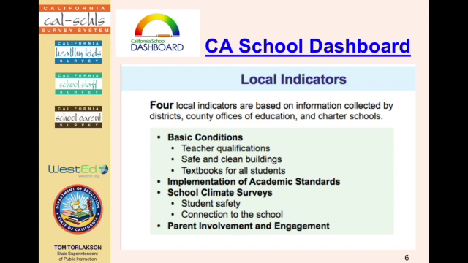The cool thing about the California Healthy Kids surveys and the whole California Schools survey system is that results from the surveys get sent to the California Department of Education, which goes on our school dashboard. And so there are 4 local indicators, and those are the basic conditions, implementation of academic standards, school climate surveys, that's the big one, and then parent involvement and engagement.